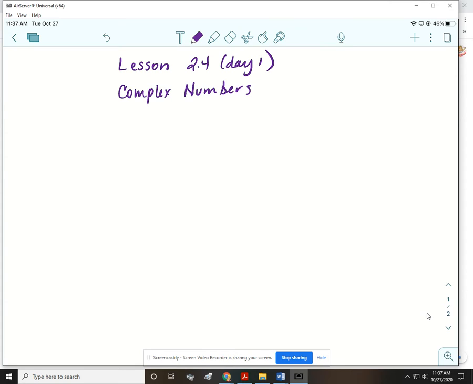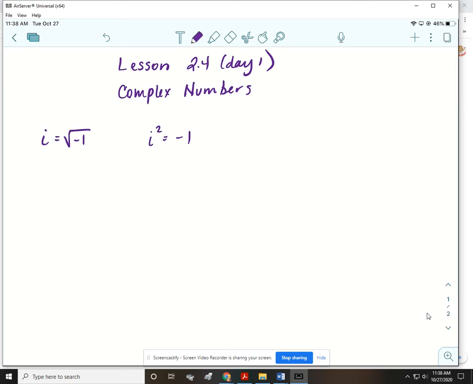So when we think about imaginary numbers, hopefully, the first thing that pops in your mind is i. So try to remember what i equals. i is the square root of -1. So what does that make i squared equal? So i squared is just -1.